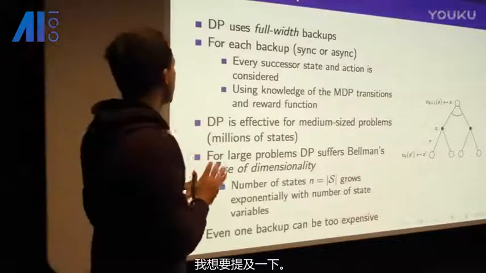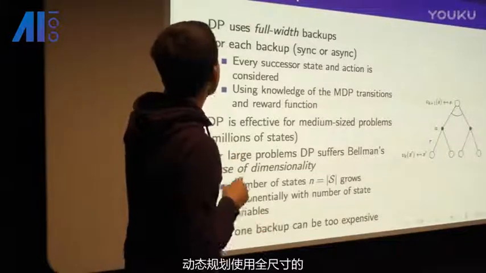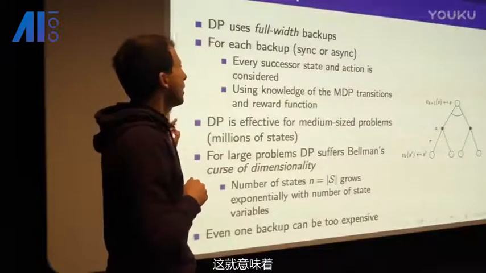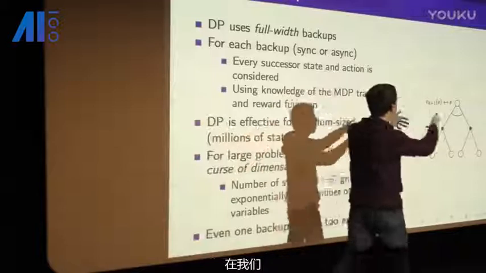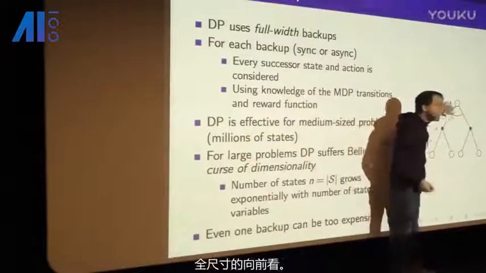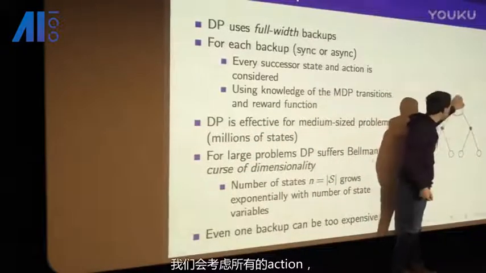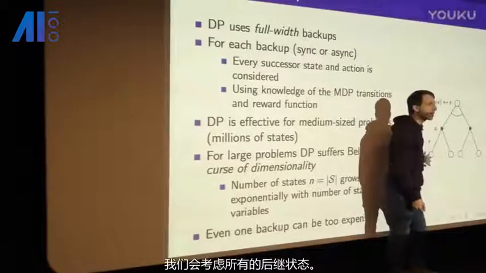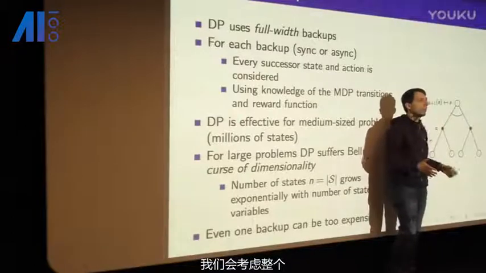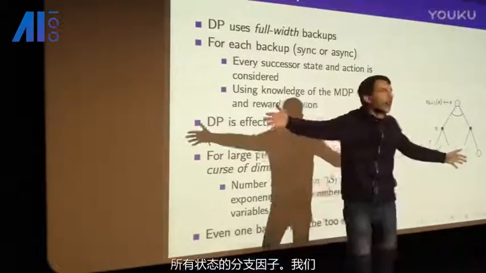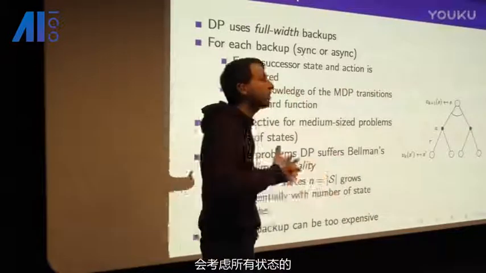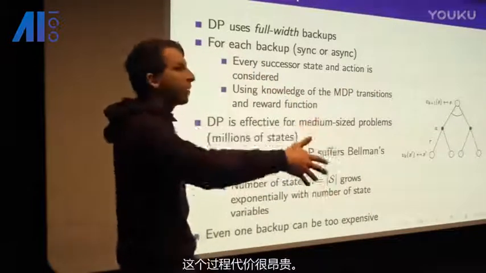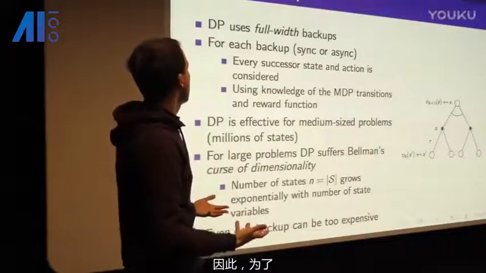I really want to mention this slide before we go. Dynamic programming uses full width backups. So what does this mean? It means that when we build these look-ahead diagrams, we're computing the full width look-ahead. We're considering all actions and maxing over all actions. And then we're considering all successor states that the wind might blow us to. We're considering the whole branching factor of all states that I might be taken to, every single step. That's a very expensive process.